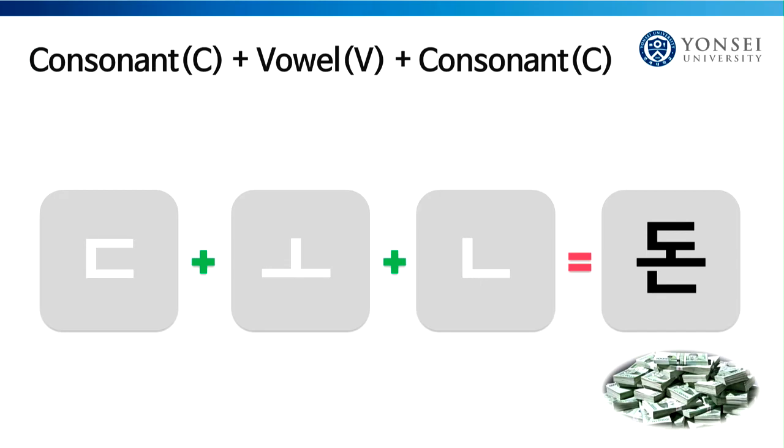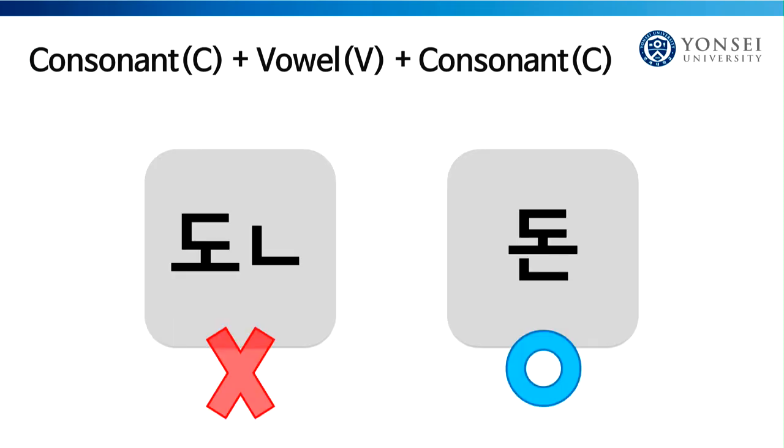In another example, the initial consonant 디귿, the vowel o, and the final consonant 니은 create 돈. 돈 is the Korean word for money, and it is written up to down. You write 도 and then write 니은 below it to create 돈. It's not written by the one on the left.